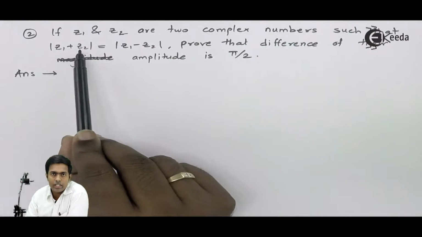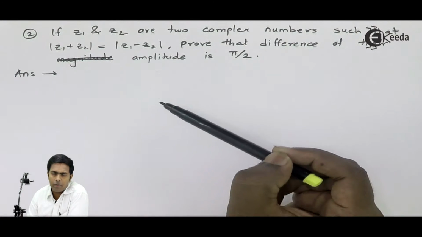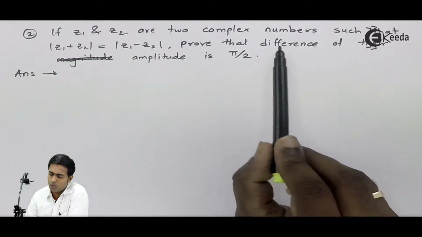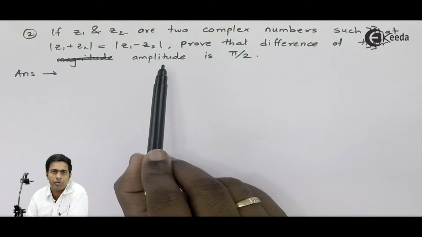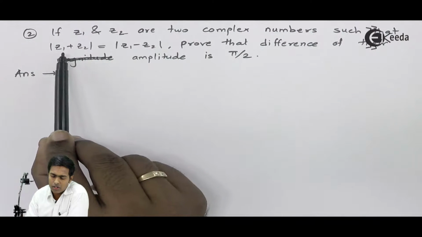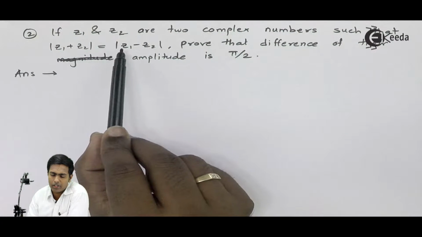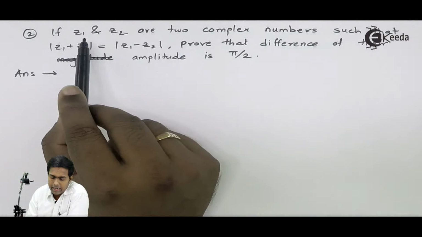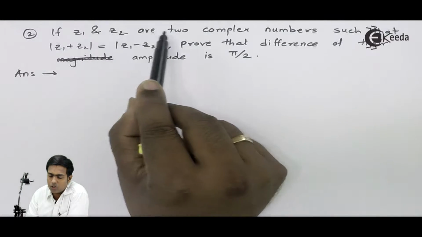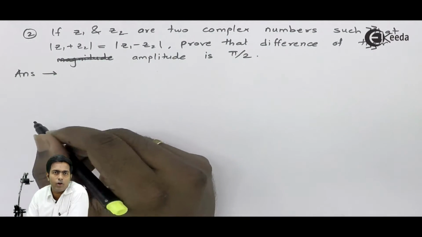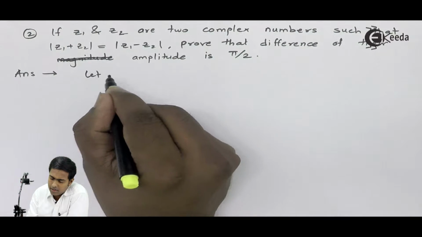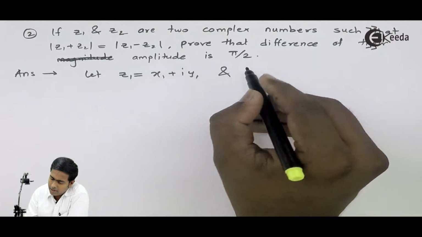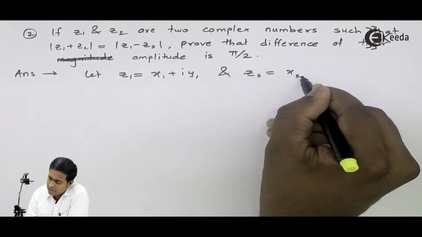So using this given result, we will prove something, and that result we will use to prove the question which is being asked. So we will use this result, mod of Z1 plus Z2 equal to mod of Z1 minus Z2. But before that, it is also given that Z1 and Z2 are two complex numbers. So let's assume the value of it. Let Z1 is equal to x1 plus iy1 and Z2 is equal to x2 plus iy2.